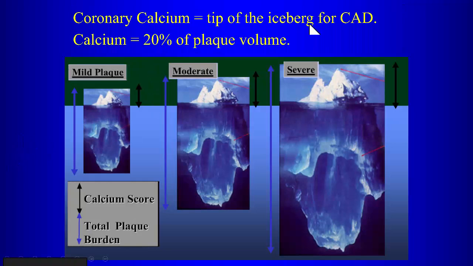So calcium is the tip of the iceberg. Calcium is only 20% of the plaque volume, right? The rest of it is non-calcified, so we don't see the rest of it on non-contrast CT.